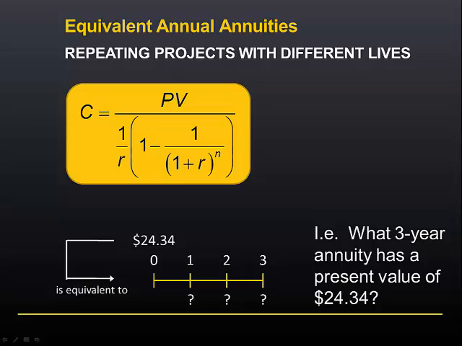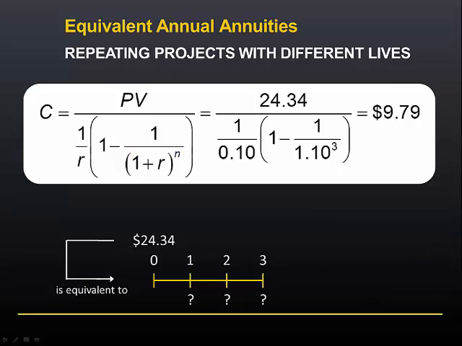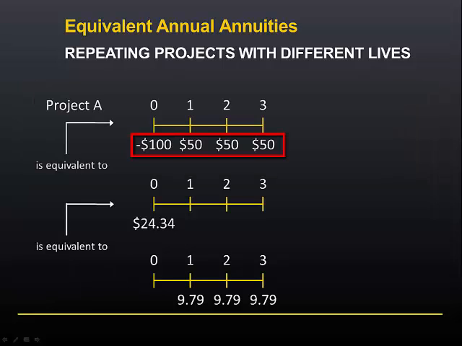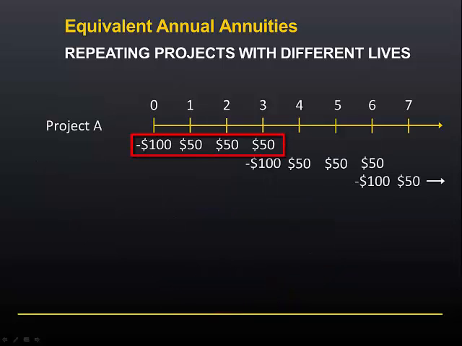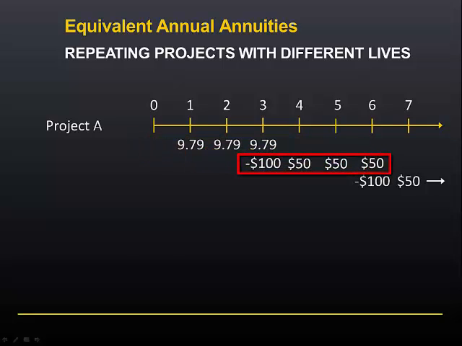We developed this formula on the topic on financial mathematics, and using that formula, the cash flow is $9.79. So $9.79 each year for 3 years has a present value of $24.34. And therefore Project A, with the cash flows that are shown, is equivalent to 3 payments of $9.79 over 3 years. Going back to our perpetual cash flow stream, the first iteration of Project A is equivalent to receiving $9.79 for 3 years.